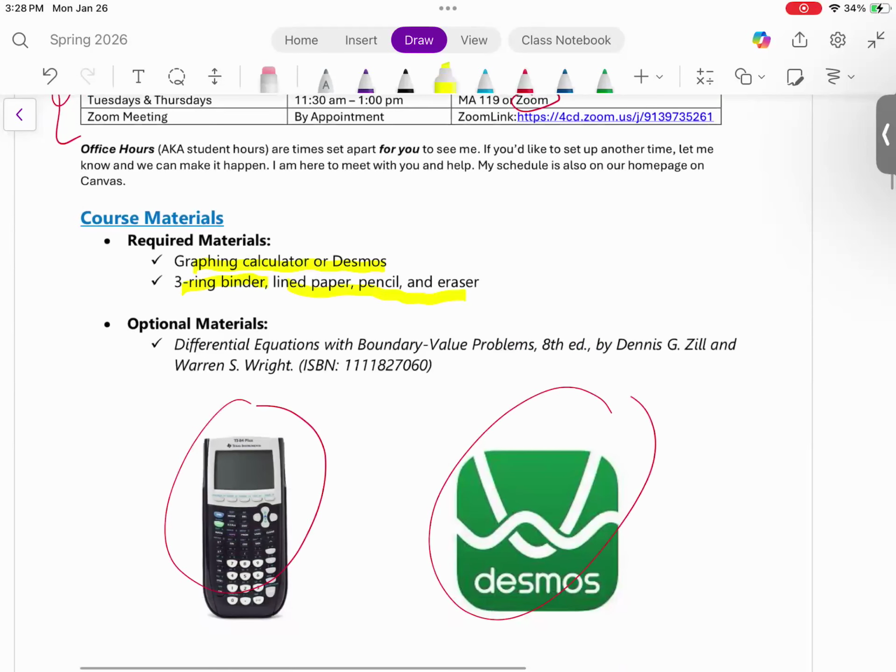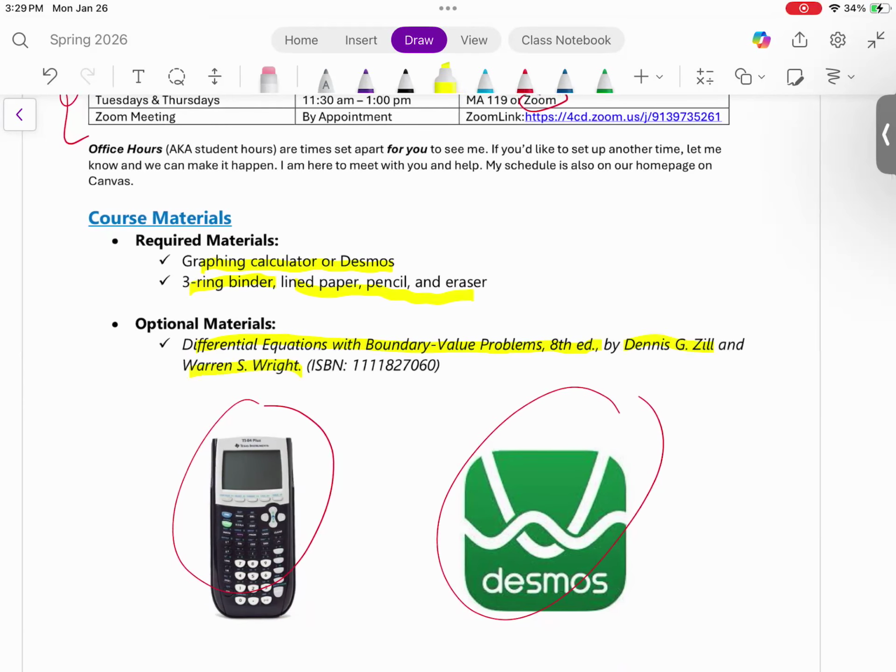And so what we also need to do is somehow acquire the textbook, okay? Differential Equations with Boundary Value Problems. I'm using the 8th edition, Dennis Zill and Warren Wright. I need you to get this textbook. It doesn't have to be the eighth edition. It could be the seventh, ninth, etc.